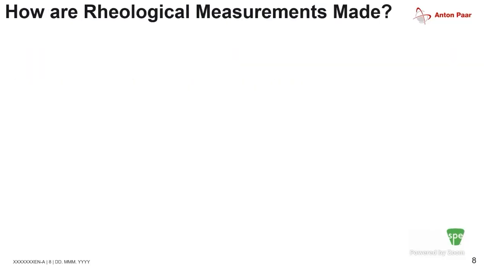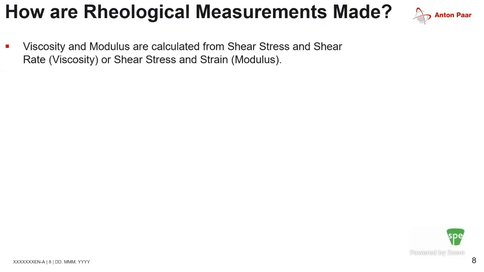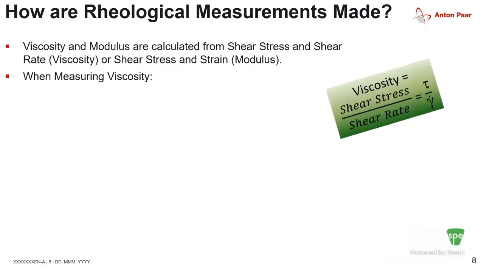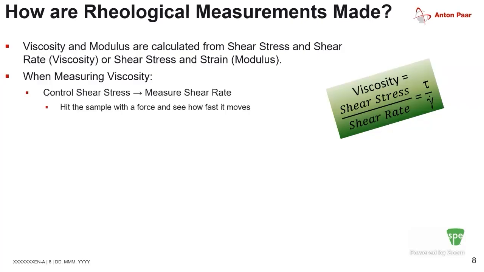So with rheology, how do we do these measurements? From a viscosity or oscillatory standpoint, we control either the shear stress, the shear rate, or the shear strain being applied to the sample. If I want to measure the viscosity, we can look at Newton's law, which is simply the shear stress divided by the shear rate. We have two modes in which we can do this measurement. I can apply a certain force and see how fast the sample goes.